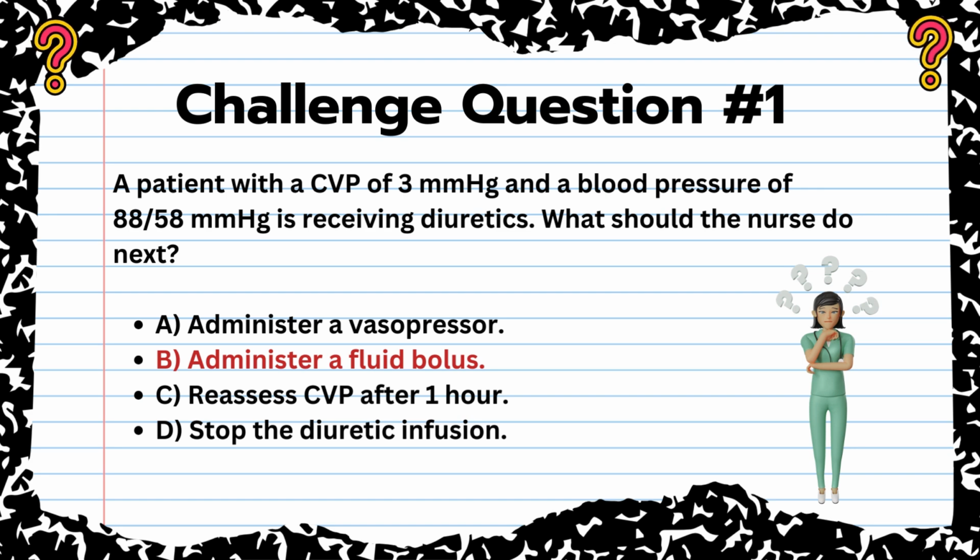So we need to do something to restore that first, right? Stopping the diuretic just means that we're going to stop losing. It doesn't mean we're going to be gaining, if that makes sense. So the immediate need is to restore the volume in the vasculature. That's why we're going to give a fluid bolus.